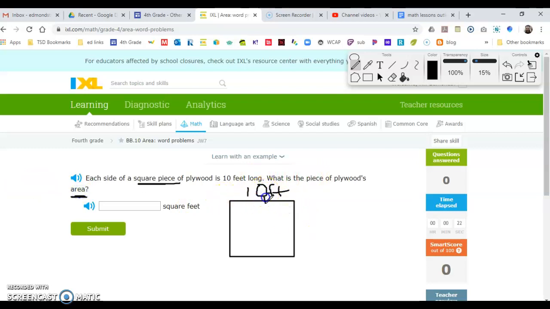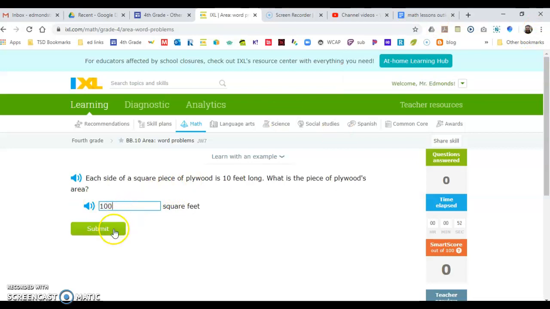Well, like we just talked about, if this side right here is 10, the length is 10, what is the width? Yep, it is 10 feet also, kids, because that is a square. So 10 by 10, otherwise known as 10 tens, is 100. 100 what? Square feet. There will be 100 little squares in here, okay? All right, erase that.